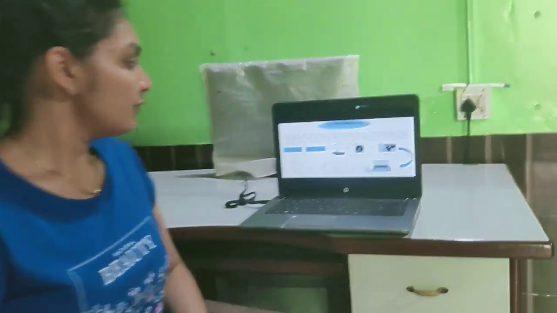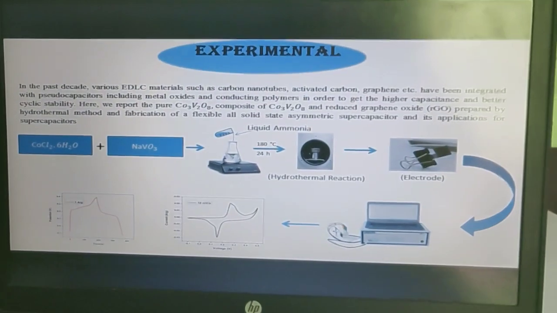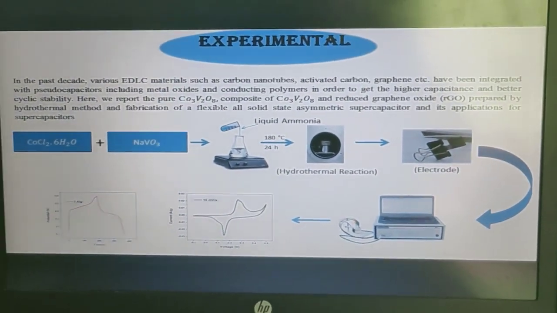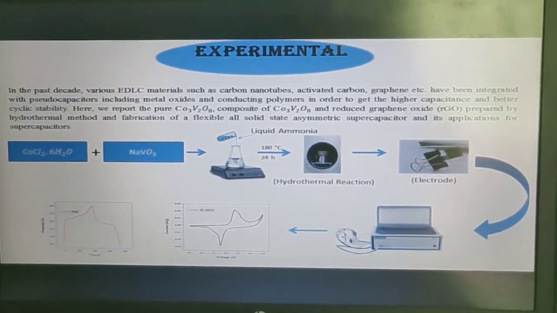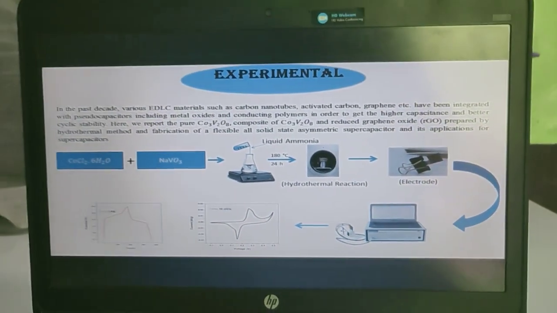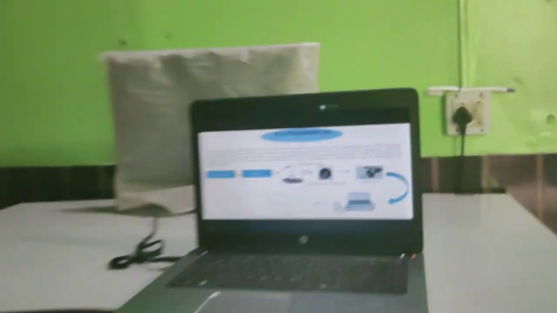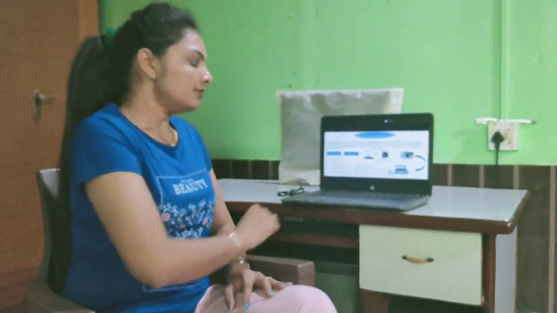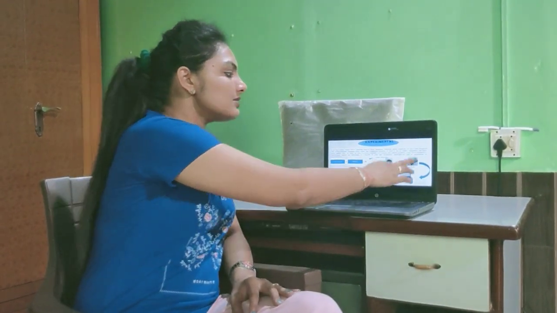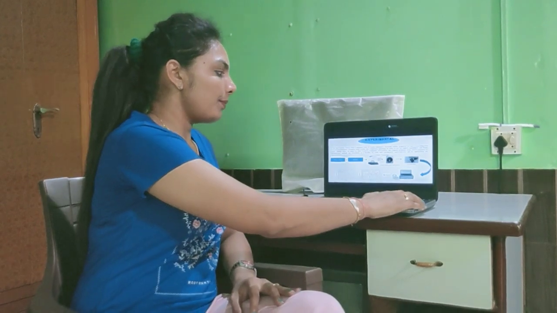These are our methods, how we prepare our materials. First, CoCl2·6H2O plus NaVO3 is combined, then liquid ammonia is added, and it is heated at 180 degrees Celsius for 24 hours using a hydrothermal reaction. This is our setup, this is the cyclic voltammetry, and this is the charging discharging behavior of our materials. This is the electrode we have prepared.